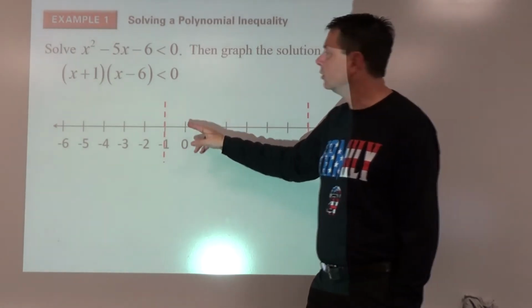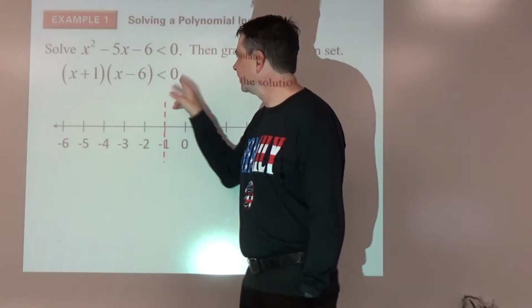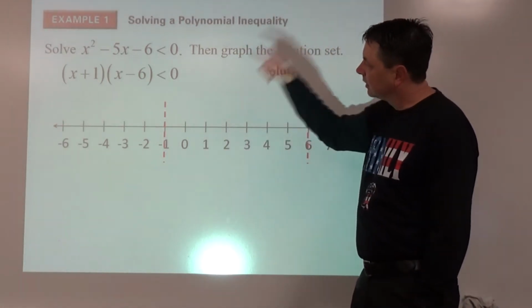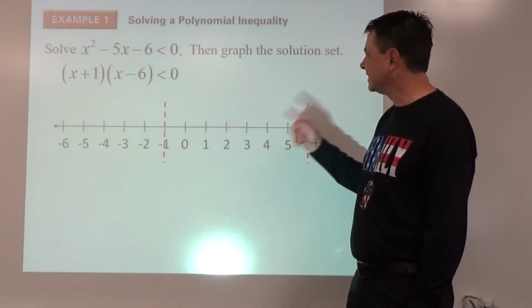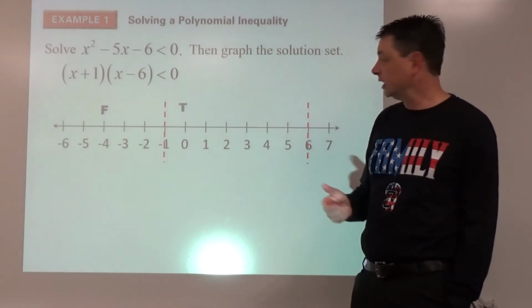And then we could try something in here. I always kind of like 0. 1 times -6 is -6. Is that less than 0? Yes, it is. And then over here, 7. 8 times 1, is that less than 0? It is not. So we test all the intervals.